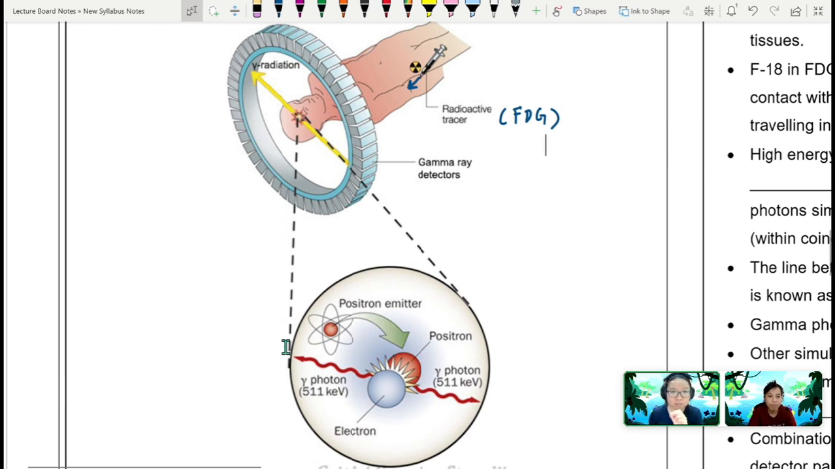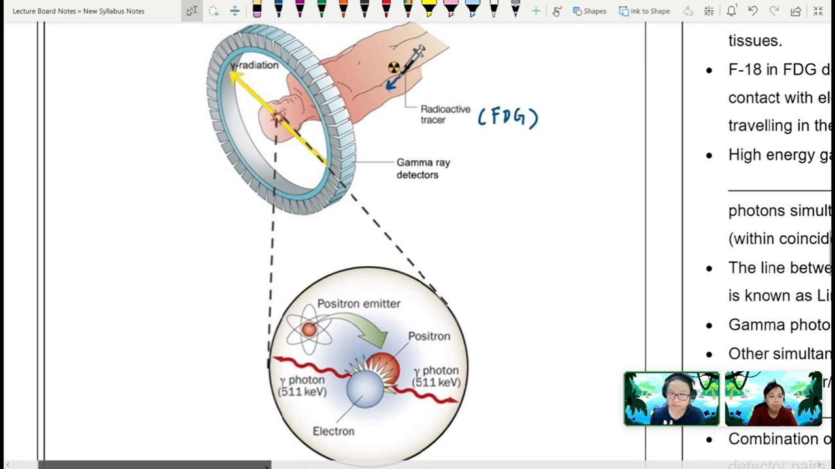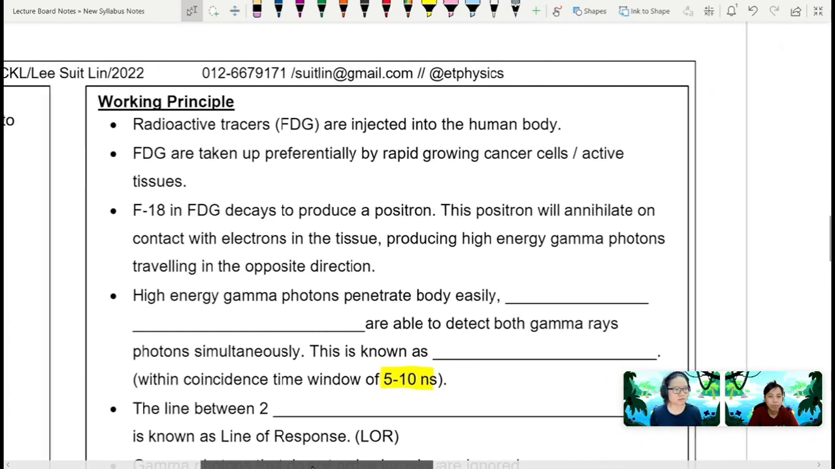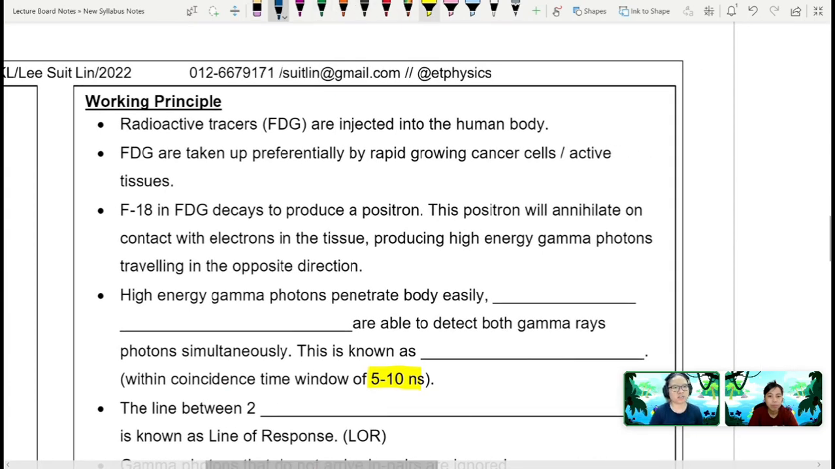Okay, so when it comes to writing working principles for your past year question, what the examiners want to see is a basic understanding of the processes that have happened, starting with the tracer. So let's look at how it could look like in the form of a sentence. We need to first talk about how we would inject this tracer into the human body. And then you can say that the FDG, or the fluorodeoxyglucose, is taken up preferentially by your active tissues or your rapidly growing cancer cells. Let's say our patient has a brain tumor, okay?